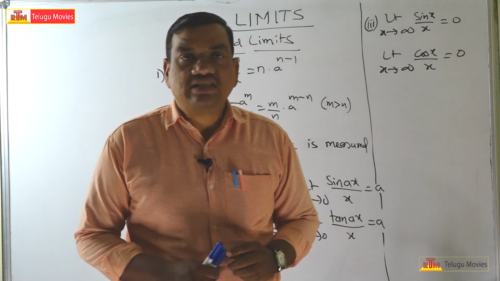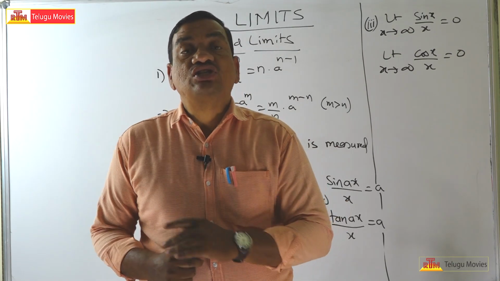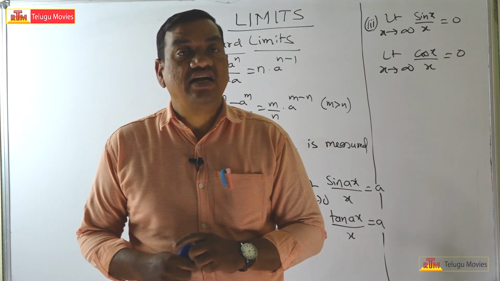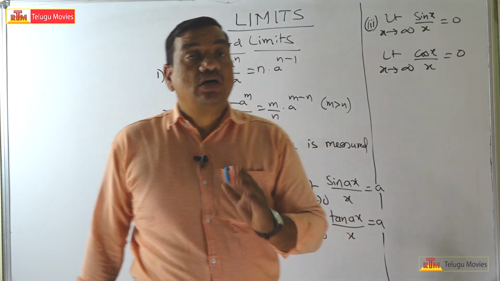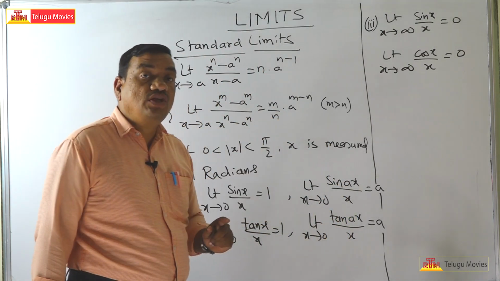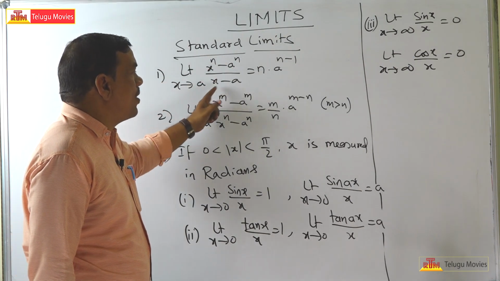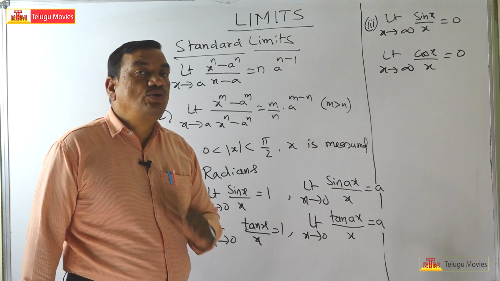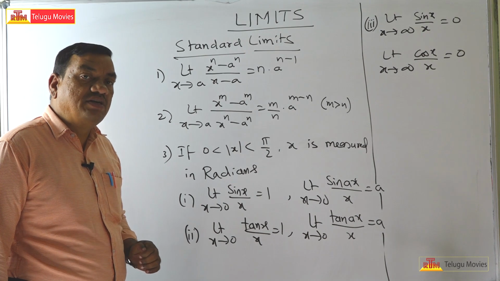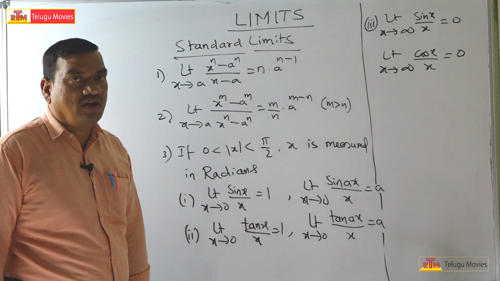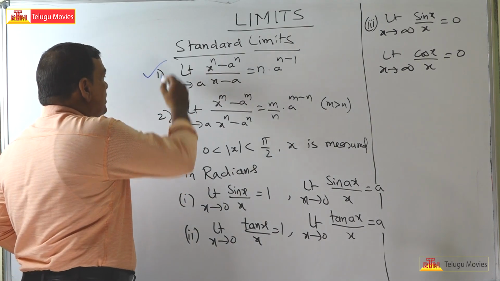In yesterday's class, I explained what a limit of a function is, the definitions of left-hand side limit and right-hand side limit, and indeterminate forms. I also derived the proof of the standard limit: limit x tends to a of (x^n minus a^n) upon (x minus a) is equal to n into a to the power of n minus 1. So there are certain standard limits, and proofs are there for each of them. I explained this in yesterday's class.